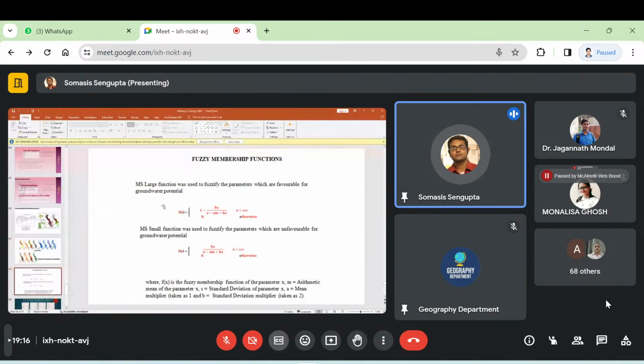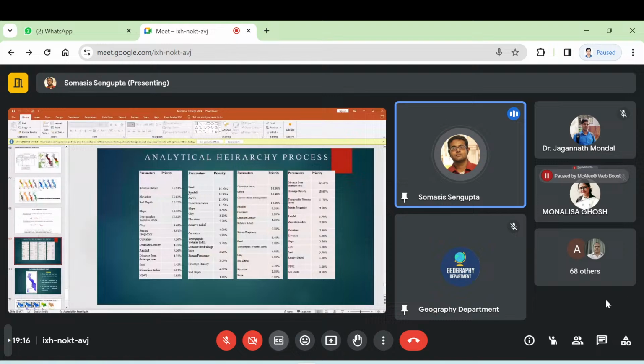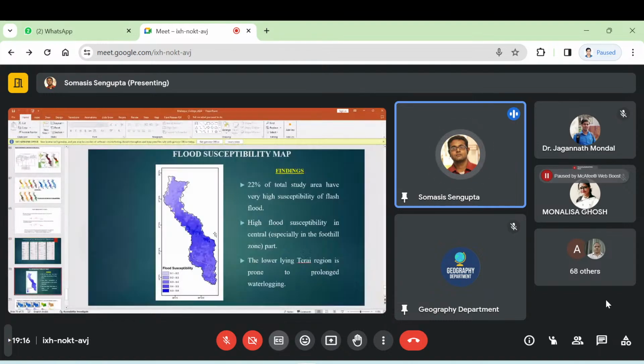There is also another method of normalization called fuzzy normalization. So this has been done. And ultimately, I have given these parameter priorities based on my experts' opinion. I got 4 categories of experts: geomorphologists, geologists, civil engineers, and the fourth one is government officials. So they have given their weightages.